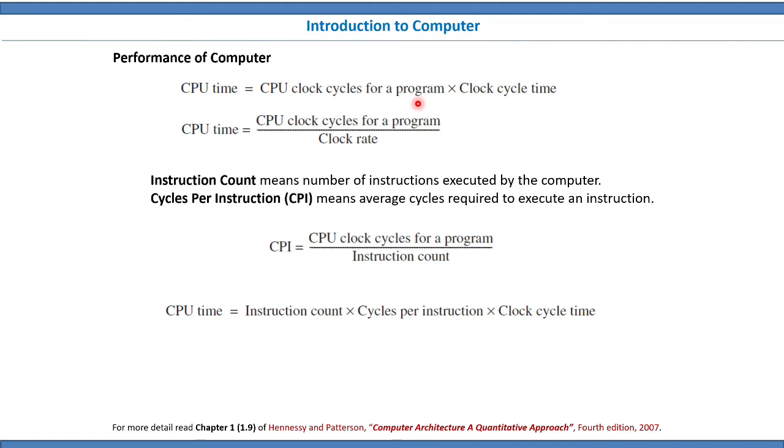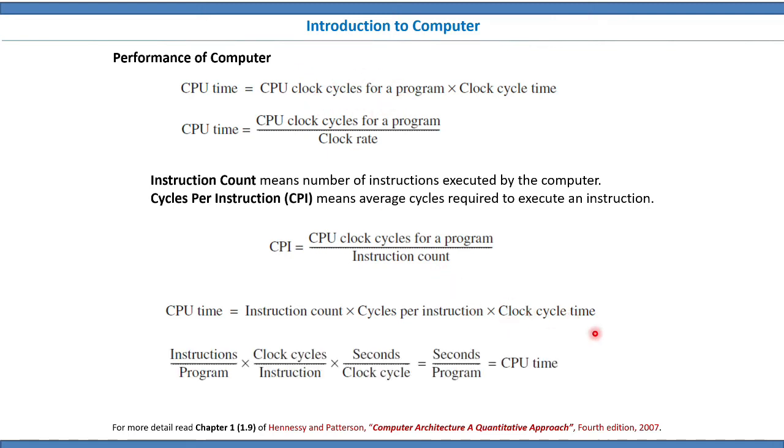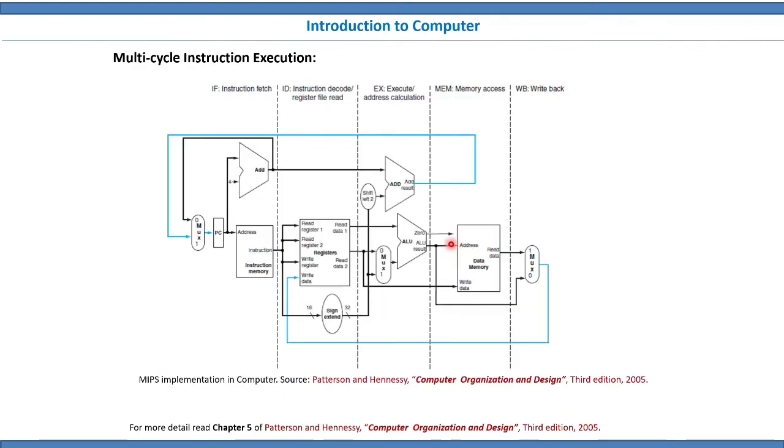CPU time is instruction count times cycles per instruction times clock cycle time. Instruction count means the total instructions executed by this program, and cycles per instruction is the cycles required for one instruction. So this is actually the CPU clock cycles for a program, multiplied by clock cycle time. And this is another way of calculating CPU time. All these formulas you have to understand. If anything is not clear, you can follow this book and clear all these basic concepts.